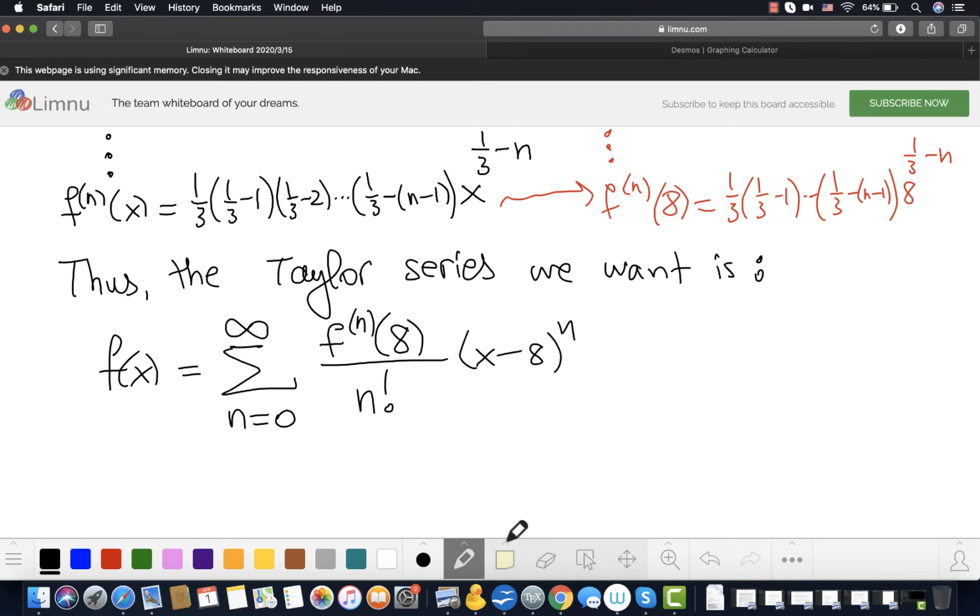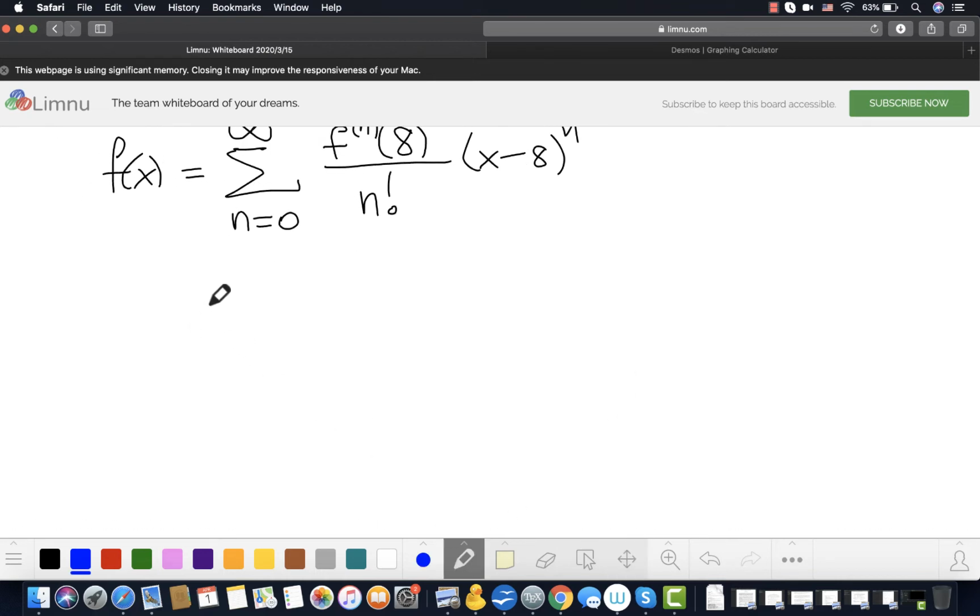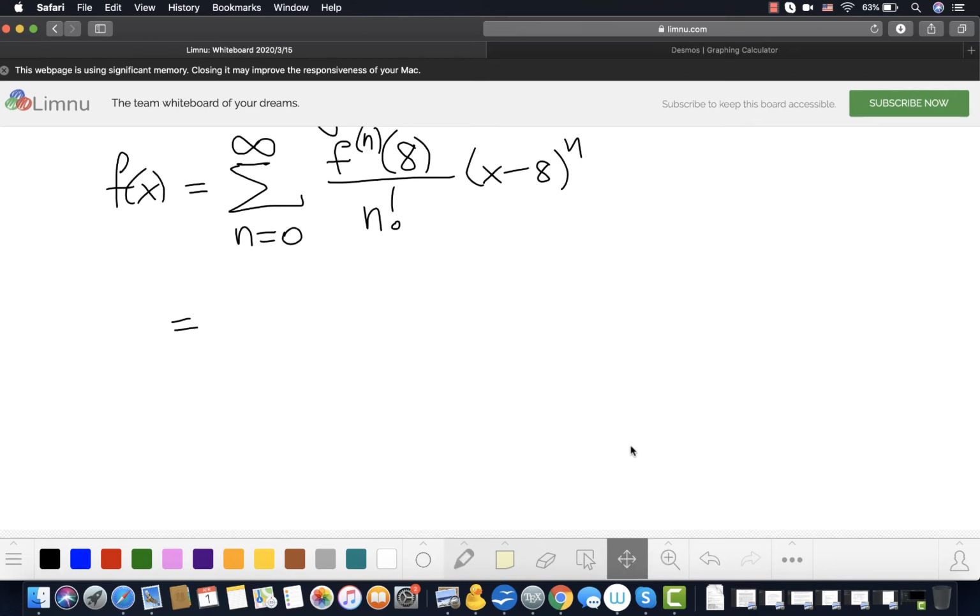Okay, and this is good because we have already figured out what the formula is. We figured out what the formula is for the nth derivative of the function evaluated at 8. And so I just take this thing that I've circled in blue, and I substitute it into here. Right here. So what do I get? I get that my Taylor series looks like this.